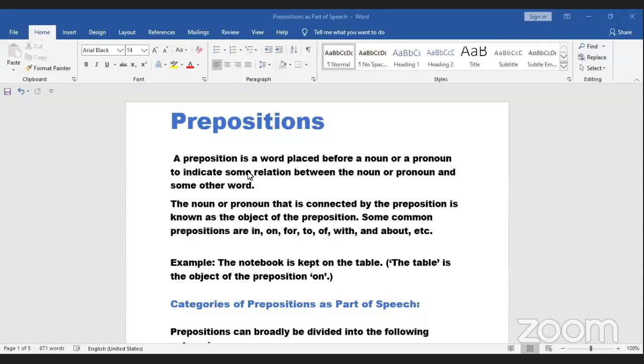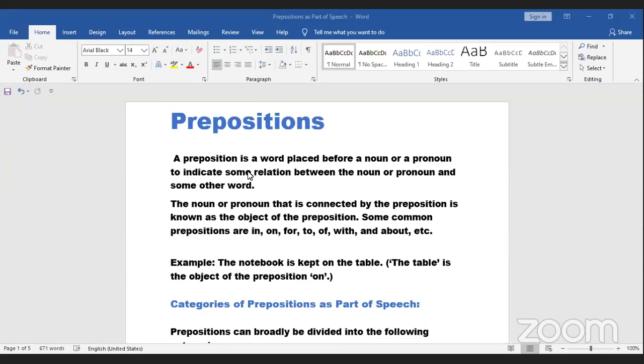The table. So on is the preposition there, and on where? The table. Now the table is the object of preposition, as in I am telling that the notebook is on the table. The object of preposition is table. So always a preposition needs an object, because if I tell the car is in, that means what? But if I tell the car is in the garage, that means the car is in the garage. The object of preposition in is the preposition.